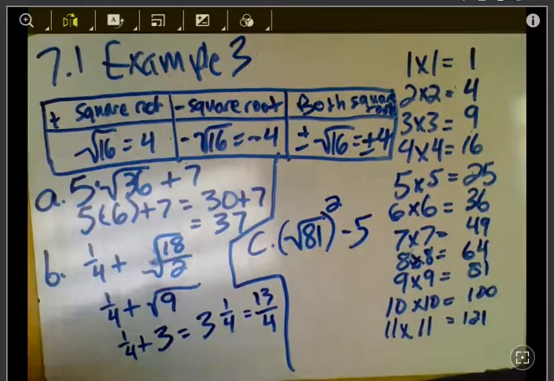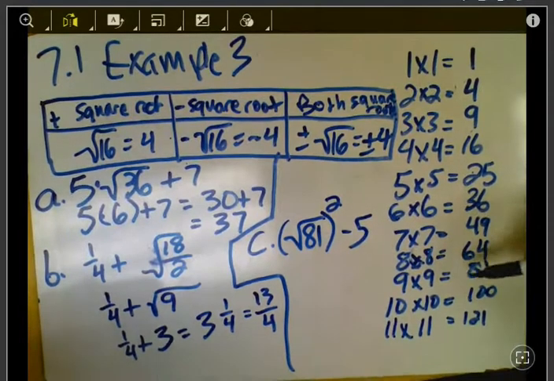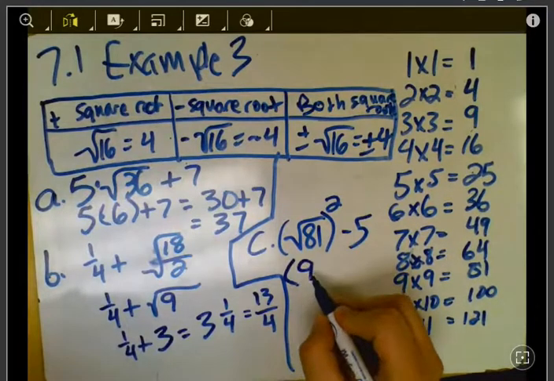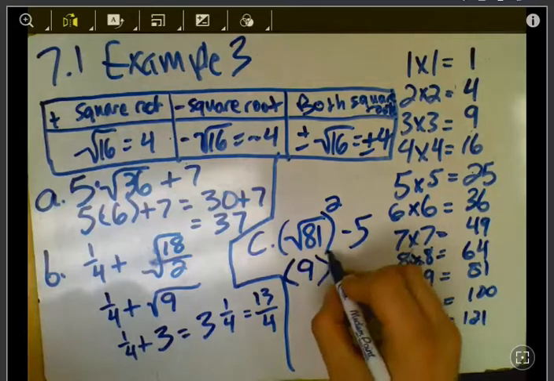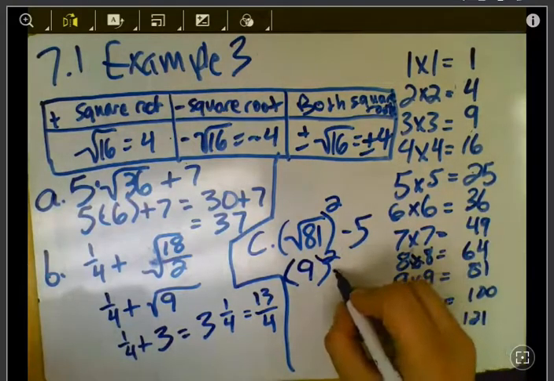Okay, so first thing we should do is what we've got in parentheses. So we've got the square root of 81. We got a number over here. 9 times 9 equals 81. So the square root of 81 is 9. So this number in parentheses can be rewritten as just 9. But that square is still out there. And then we still have minus 5.